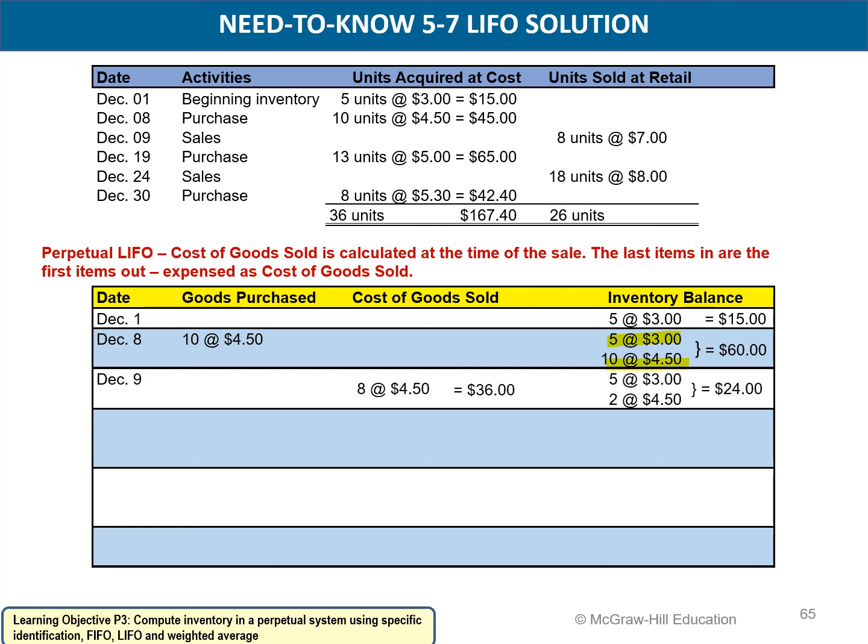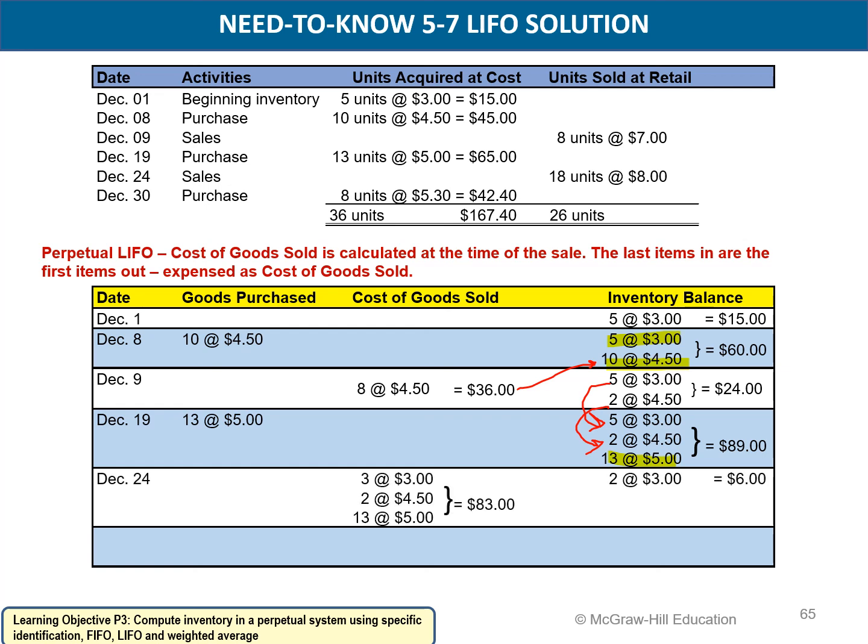Then we sold 8. So the 8 we're going to sell are going to be from this 10 purchase, right? So they're at $4.50. So we have our 5 at $3 left, plus our 2 at $4.50 for a total of $24. Then we purchased 13. So we've got our 5 at $3 left, our 2 at $4.50 left. We purchased 13 at $5, so we have $89.